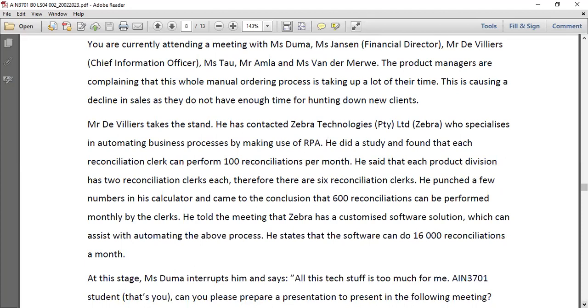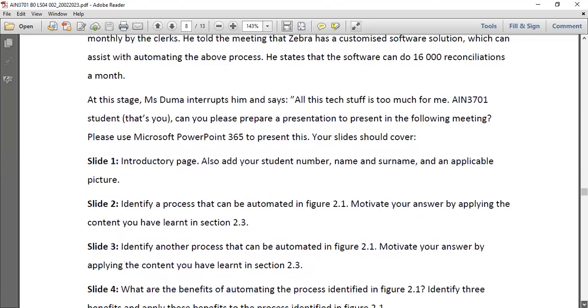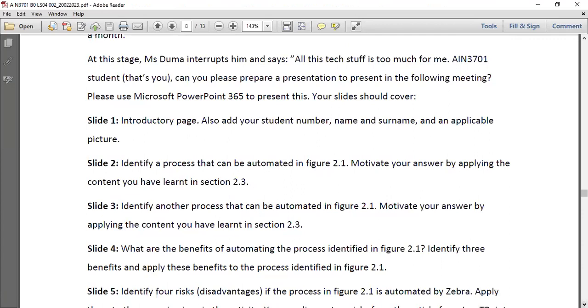by the clerks. He told the meeting that Zebra is a customized software solution which can assist with automating the above process. He says that the process can do 16,000 reconciliations a month. At this stage, Ms. Duma interrupts him and says, "Oh, this tech stuff is too much for me. AIN3701 student, can you please prepare a presentation to present in the following meeting? Please use Microsoft PowerPoint 365 to present this. Your slides should cover."